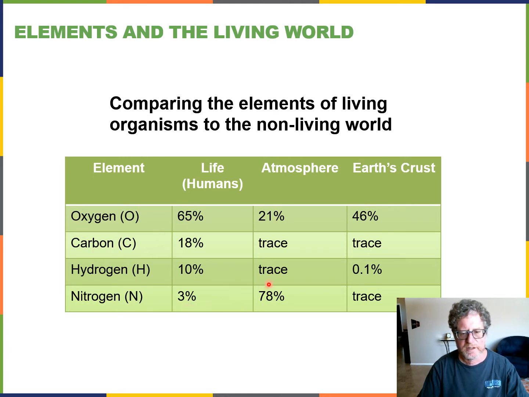In the atmosphere, in the air we're breathing, it's 21% oxygen. There's hardly any carbon, there's hardly any hydrogen, and it's 78% nitrogen. So the air is very different than a living cell. Similarly, within the Earth's crust, within the Earth itself, it's 46% oxygen, hardly any carbon, hardly any hydrogen, hardly any nitrogen. Okay, so living things are enriched in certain things, especially carbon relative to the atmosphere and Earth's crust, especially hydrogen relative to atmosphere and the Earth's crust.